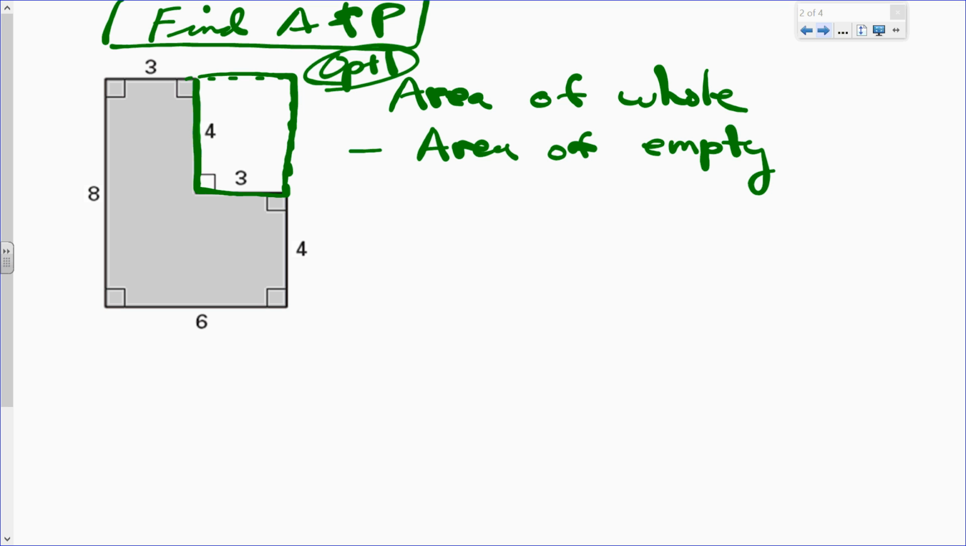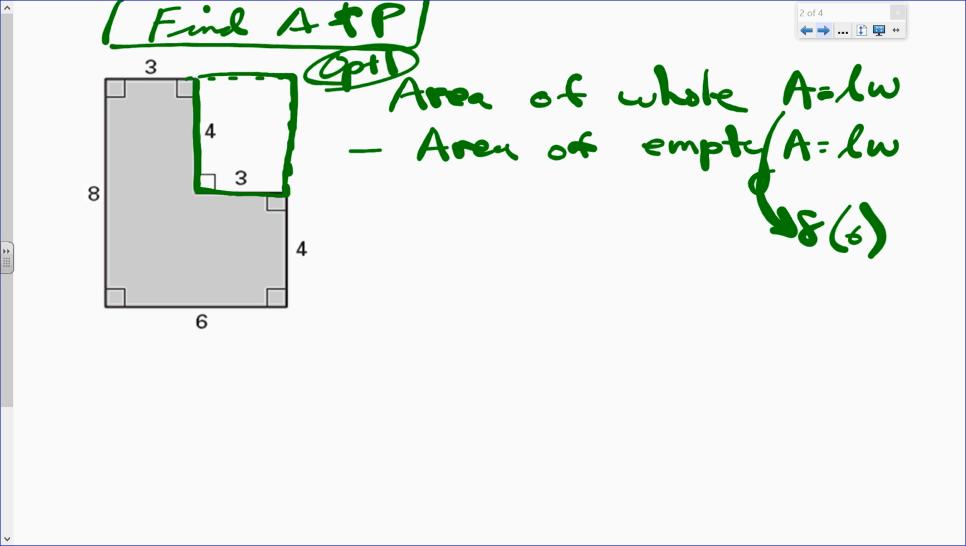Okay, area of the whole. Let's do it. What shape is the whole thing here? Rectangle. So the area of a rectangle is length times width. Area of the empty is also going to be a length times width, because that's a rectangle also. So let me do it off to the side here. Length is 8. Width is 6. So this is going to be 8 times 6. So the area of the whole, that's the gray and the white, is going to be 48 square units. They didn't specify, so we put regular square units, right? There's no inches, they didn't specify.